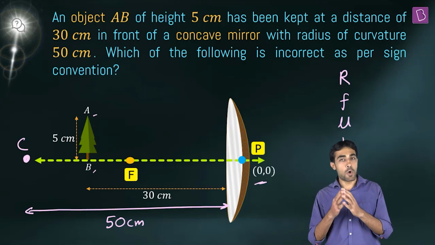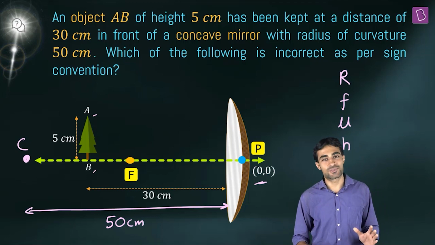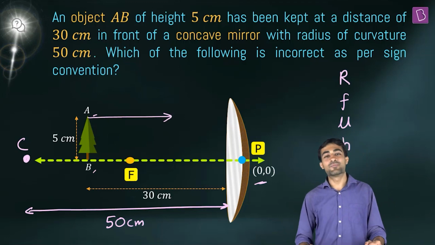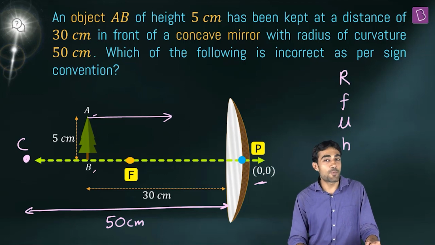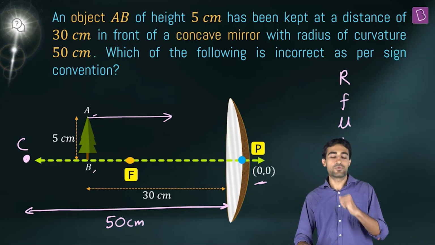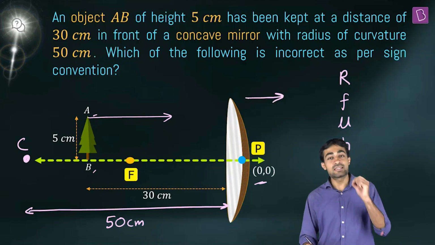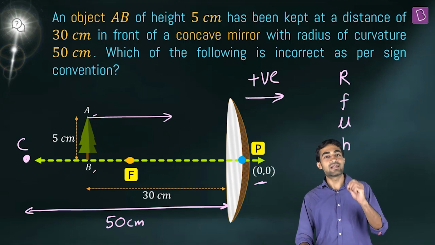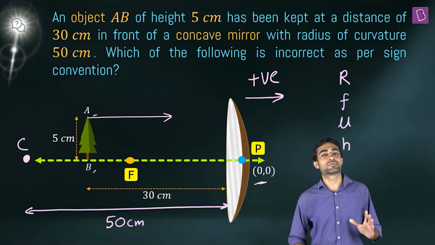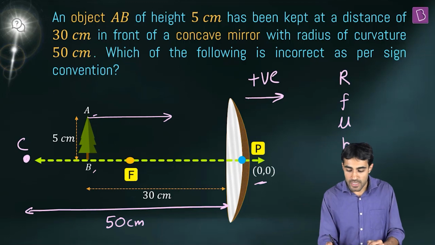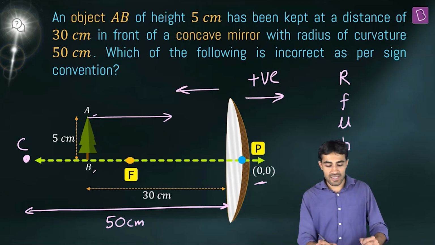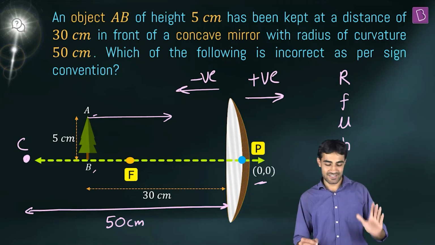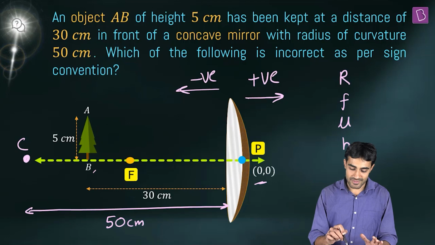Now let's talk about positive direction and the negative direction. Here are the incident light rays on the mirror. In which direction are they pointing? They are pointing away from the tree in this direction. So this direction will be taken as positive direction. The direction of incident light rays is positive direction, and the direction opposite to incident light rays is the negative direction. So we know the directions.